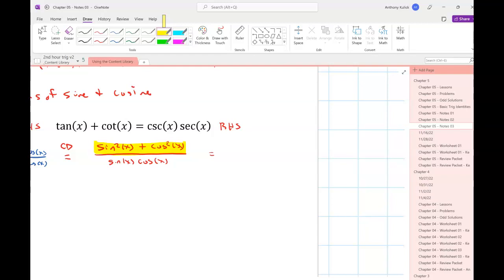Can I factor sine squared plus cosine squared? Is that a factoring pattern we recognize? If I wanted to do like x squared plus 4, is that factorable? It is not factorable. This is a sum of two squares. Those things are not factorable. So there's no factoring I can do on this. So I cannot reduce this. Is everybody okay with that? Okay. So since I can't reduce that, what should I do?